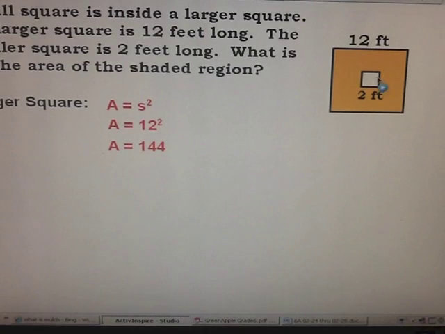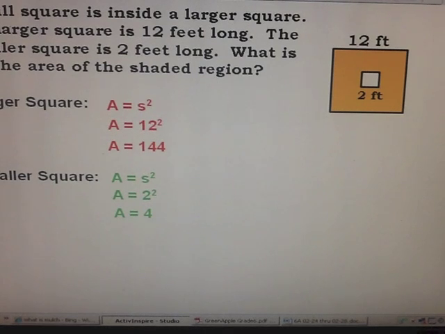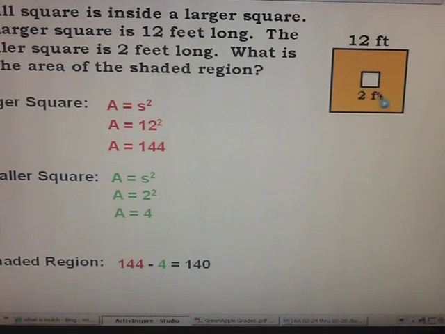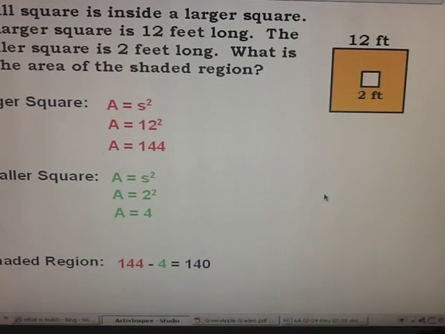Okay, but that's not our answer. We need to take out the smaller square. So we need to find the area for the smaller square. We're going to use the same formula, and since the sides of the smaller square are 2 feet, we're going to have area equals 2 squared, which the area is 4. Now that I've found the larger and the smaller, I can go ahead and find out what the shaded region is. I take the larger and I subtract the smaller from it. So 144 minus 4, and I get 140 feet squared.